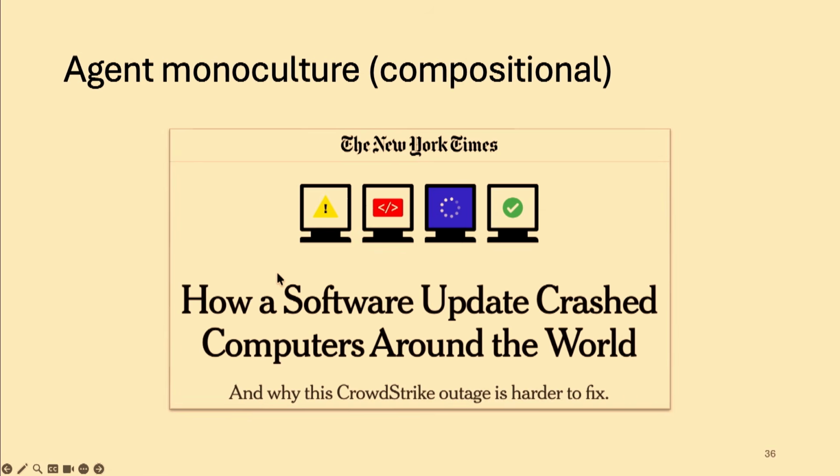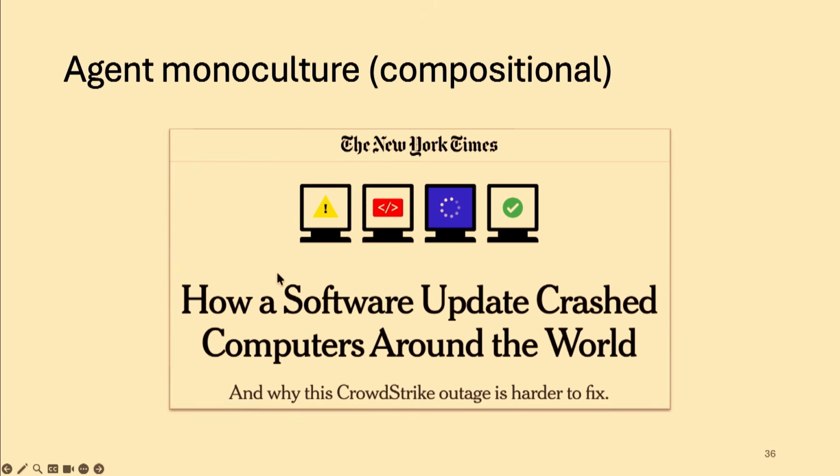The compositional problem is mostly about agent monoculture. This is a big problem that we have in software in general, right? Everyone's running the same software, and when something breaks, everything breaks all at once. The CrowdStrike outage from a couple of years ago is sort of a good example of what can happen with this in the regular software world.